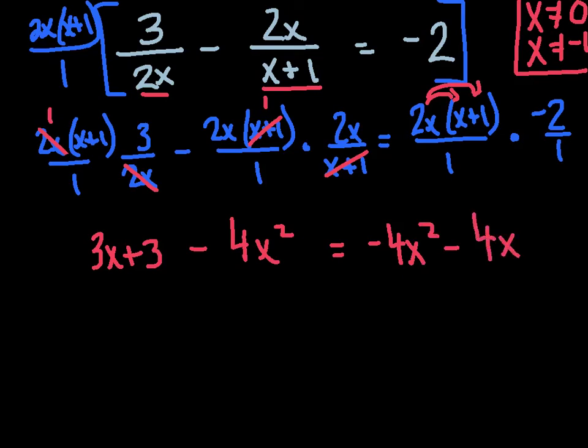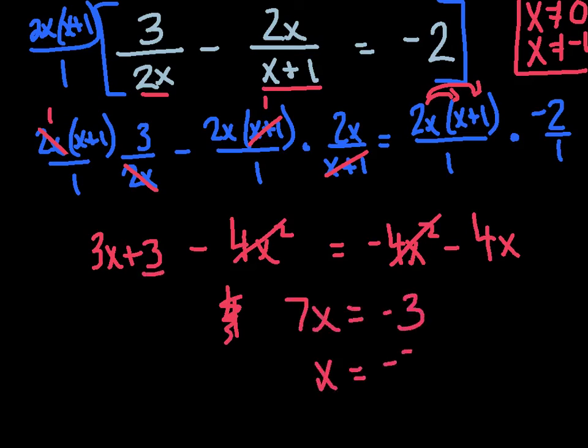It's very simple. If I add 4x squared to both sides, that term cancels that term. I'm going to also add 4x over here to get 7x. Meanwhile, I'm going to subtract that 3 over, and I'm going to end up with x equals -3/7.